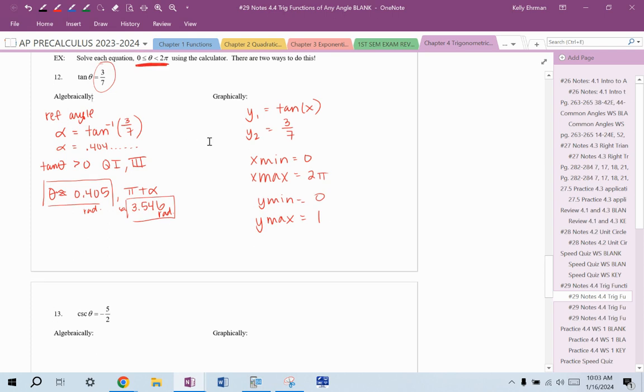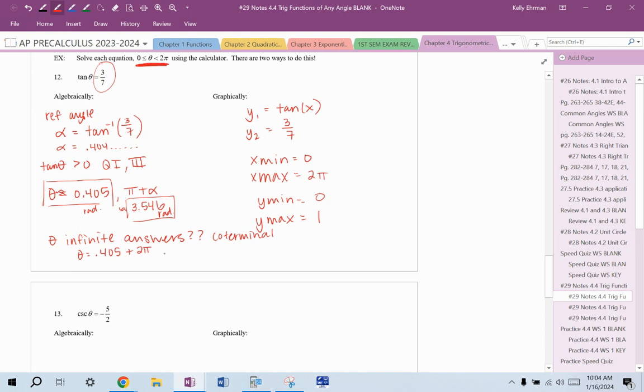Okay, now there's this follow-up question at the bottom, hopefully, of your notes. It says, what if the answers for theta were not limited to one circle? So we want infinite answers. How do we make adjustments? So let's take a look at this answer. Theta equals 0.405. Now, this is just a coterminal angle question, right? How do we make a coterminal angle to 0.405? We could add a full circle to it. So we could add 2 pi. We could subtract 2 pi. We could add 4 pi, 6 pi, 8 pi, whatever.